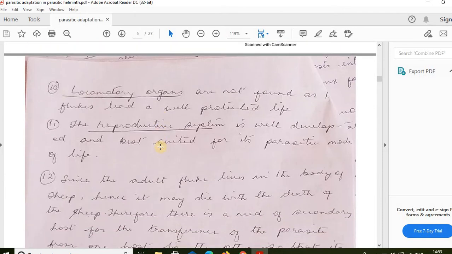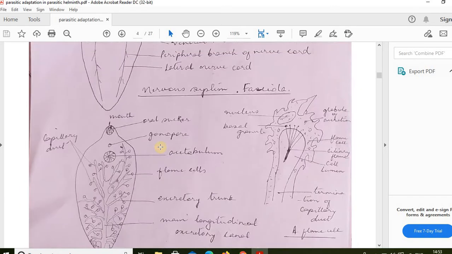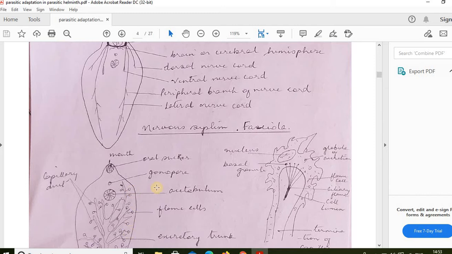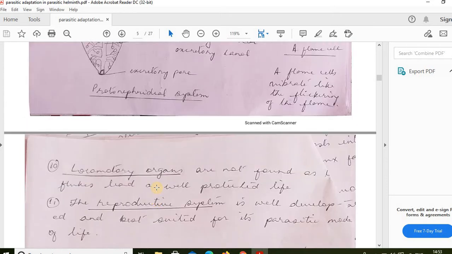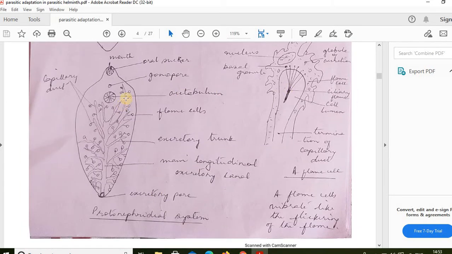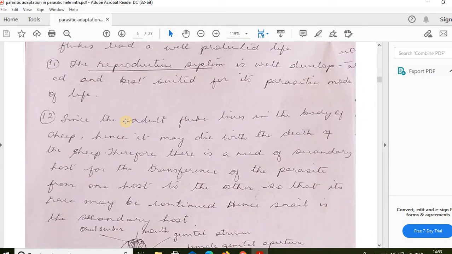Now the locomotory organ. Locomotory organs are not found, as the fluke leads a well protected life. So they do not have any proper locomotory organ. A proper locomotory organ like flagella or cilia would be on the outer part of the body. There is no proper locomotory organ because you do not have to move from one place to another. Only the cilia are present intracellularly inside these flame cells to extract the waste from the mesenchyme or body layer.